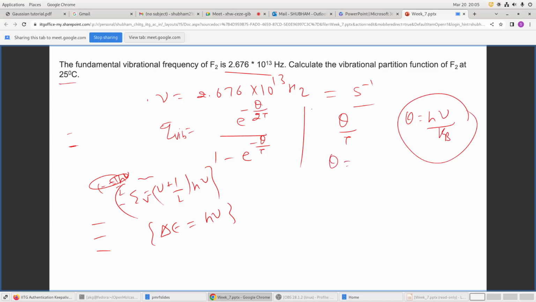Theta is equal to h nu. h is 6.626 into 10 to the power minus 34 joule second, into nu, which is given, 2.676 into 10 to the power 13 per second, divided by kB, which is 1.38 into 10 to the power minus 23 joule per Kelvin. So joule will cancel out, per second will cancel out, so theta will be in Kelvin.